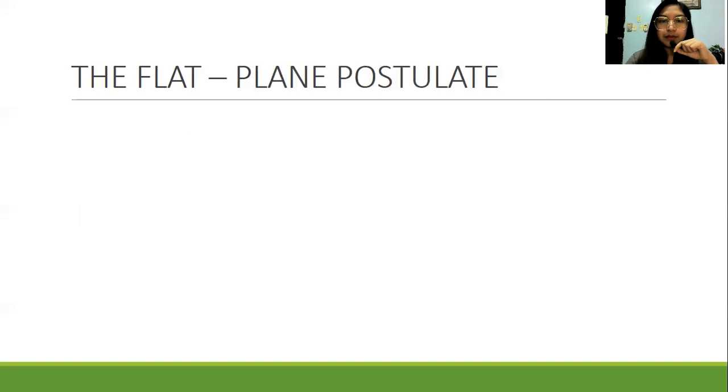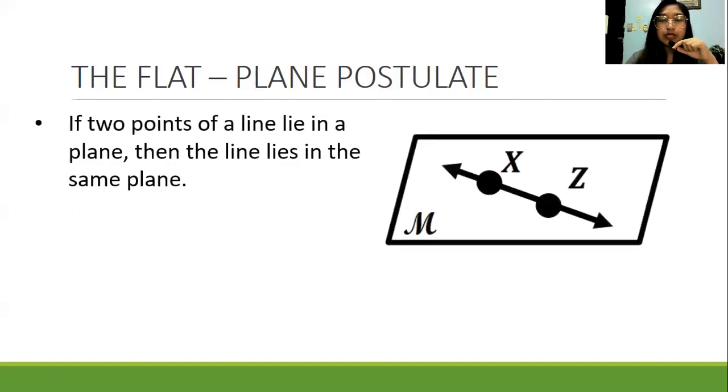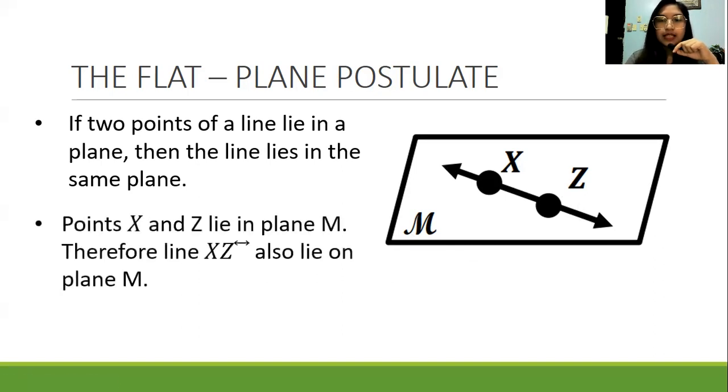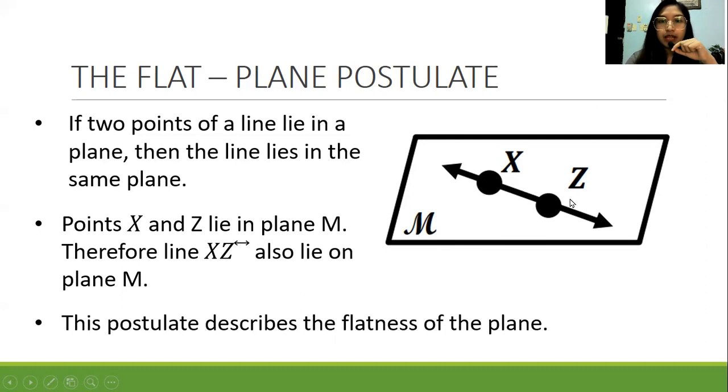Next, we have the flat plane postulate. If 2 points of a line lie in a plane, then the line lies in the same plane. Kung meron daw tayong 2 points sa loob ng isang plane, for example, we have point X and point Z. Kapag pinag-connect natin yan to make a line, this line also lies on our plane M. Okay? Ayan, line XZ also lies in plane M. So, ibig sabihin lang nito, pinapatunayan na flat ang ating plane.